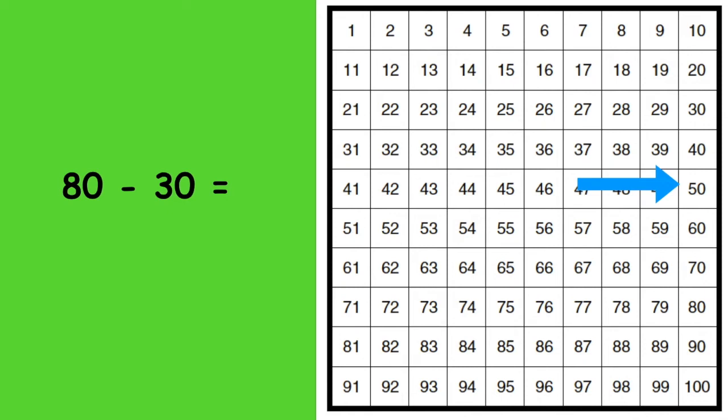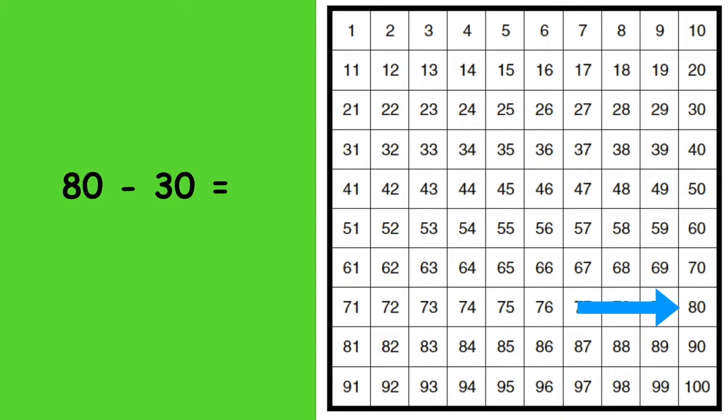And which number on the 100 chart is 3 rows up from 80? Let's count together starting at 80. Ready? 1, 2, 3. We landed on the number 50. Therefore, 80 minus 30 is equal to 50.